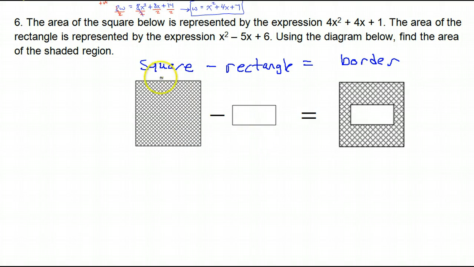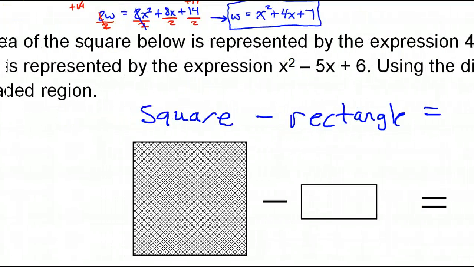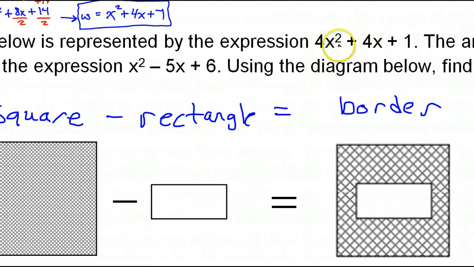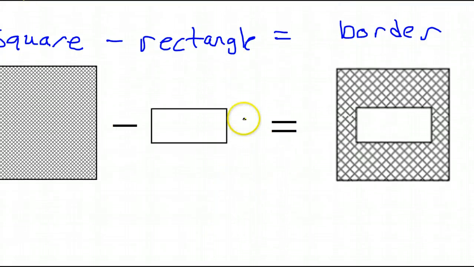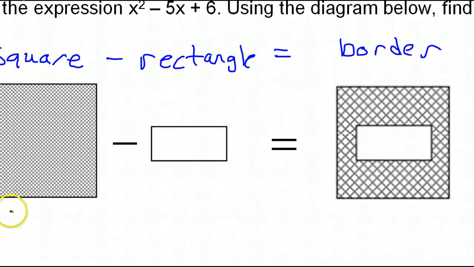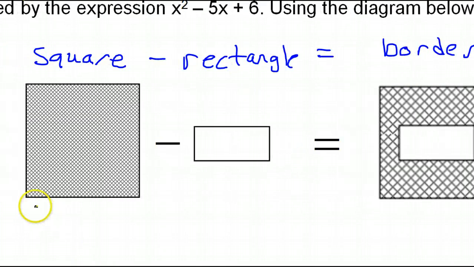All right, so what can I do with that? If you understand square minus rectangle equals border, then we can just put in our expressions. The area of the square is represented by this expression. So this is the square. Okay, so we're saying square minus rectangle. So we have 4x squared plus 4x plus 1. So I'm going to put that down here. So the square was 4x squared plus 4x plus 1.